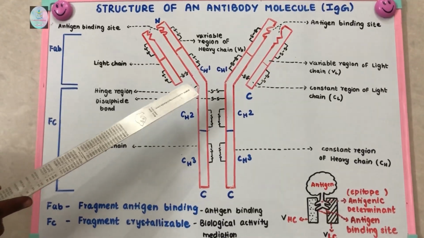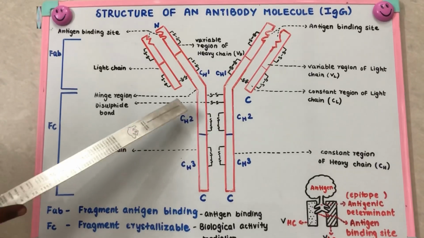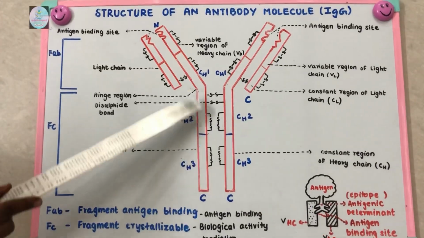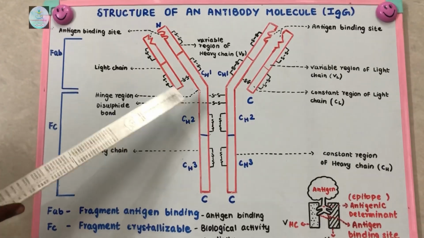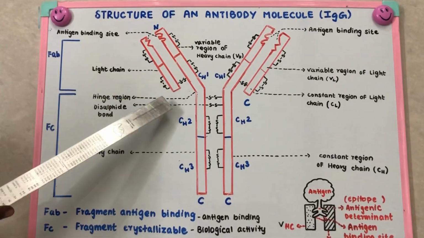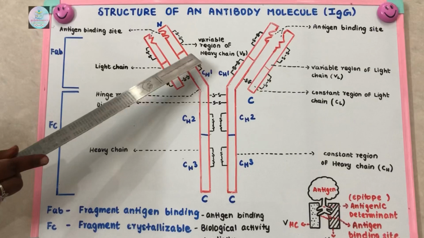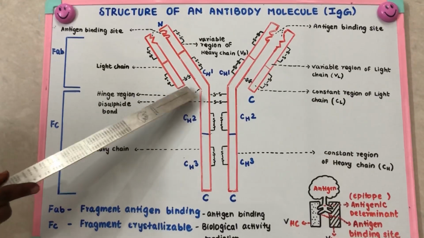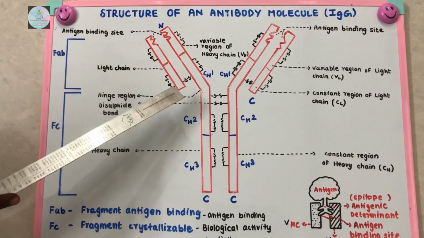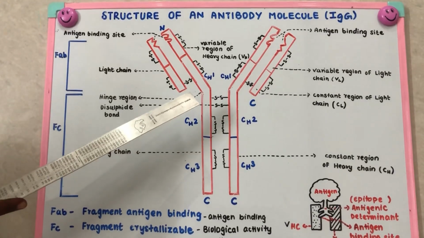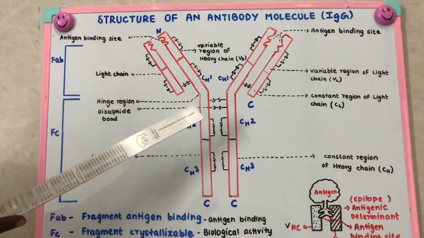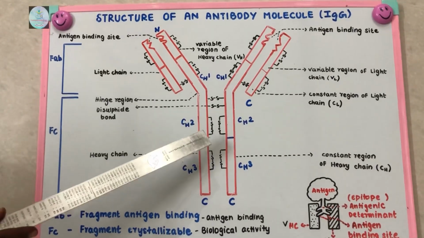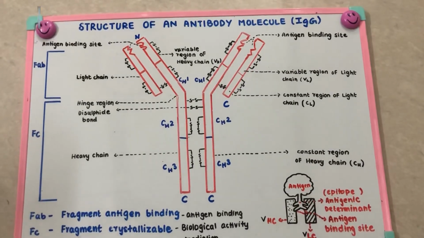The light and heavy chains join to form a Y-shaped structure. Here you can see the Y-shaped structure of an antibody molecule, and the chains are connected by disulfide bridges or disulfide bonds. These are the disulfide bonds in the molecule. These chains are joined to each other by a disulfide bond. Each chain is made up of a domain called the immunoglobulin fold.